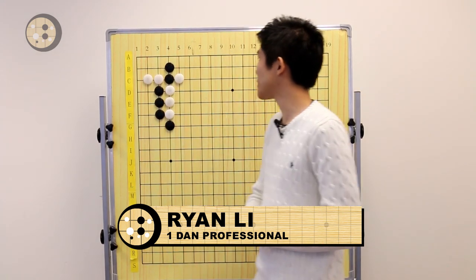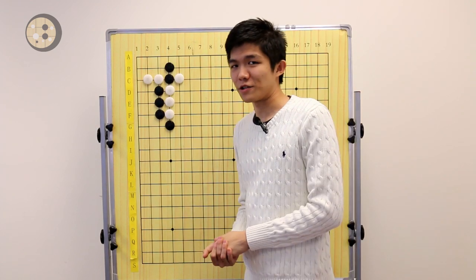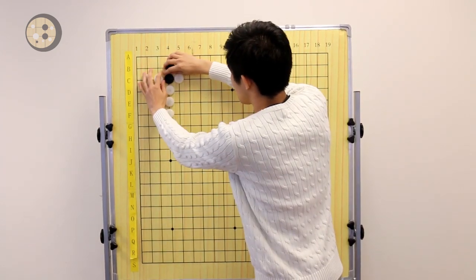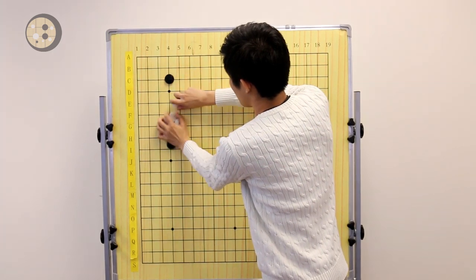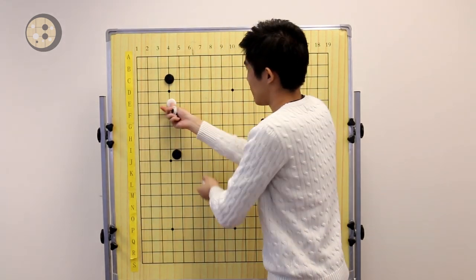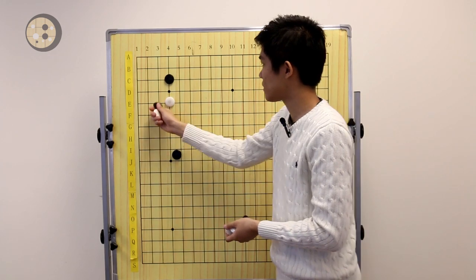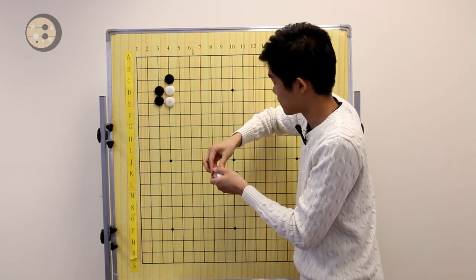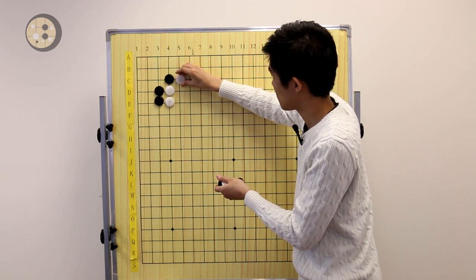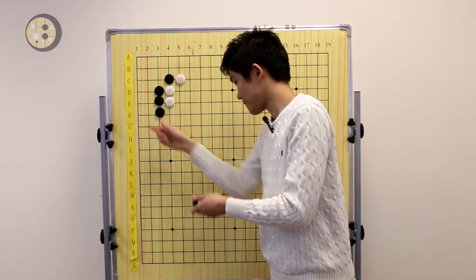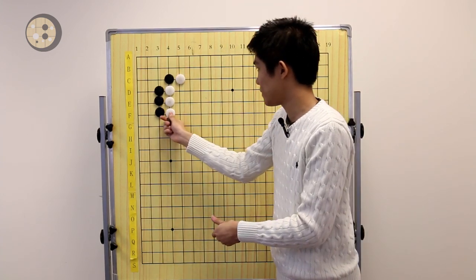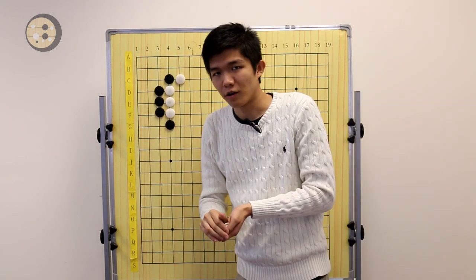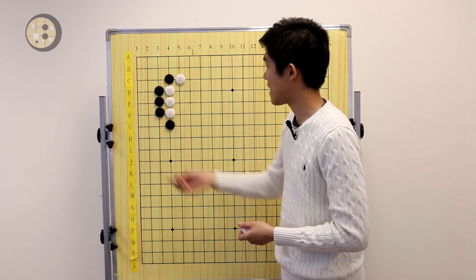So we will continue this time with large Avalanche. From last time we talked about some variations here, so let's start from the beginning. We have a 3-4 point, the high approach, black attaches, white pushes and hanes, then black extends, white extends, and black hane. So this is the start for the large Avalanche, just for a recap.